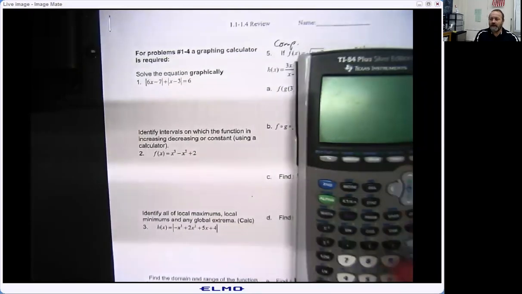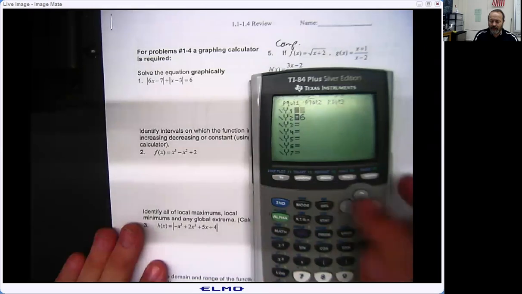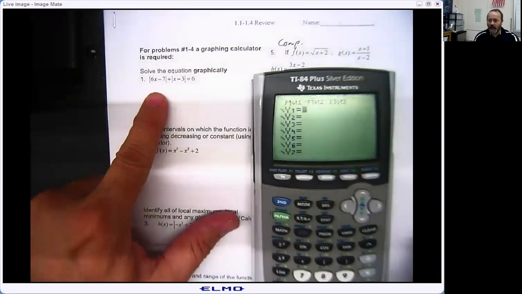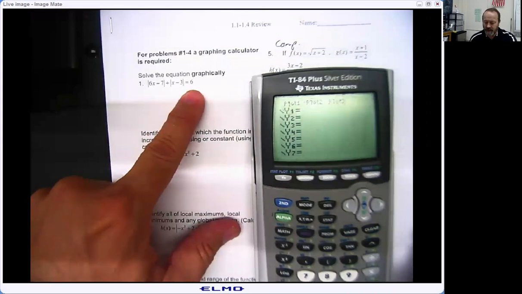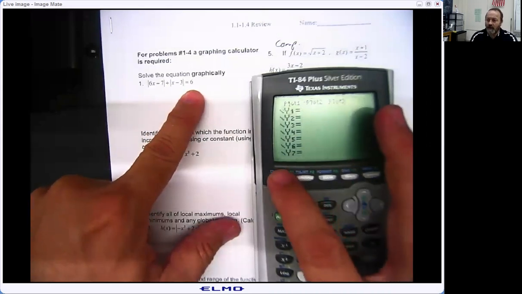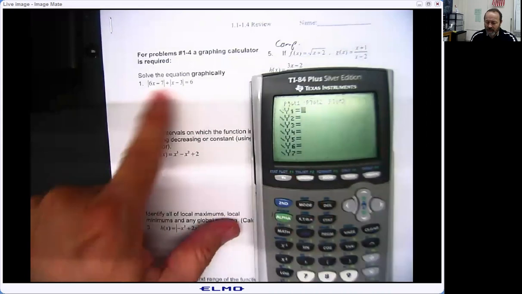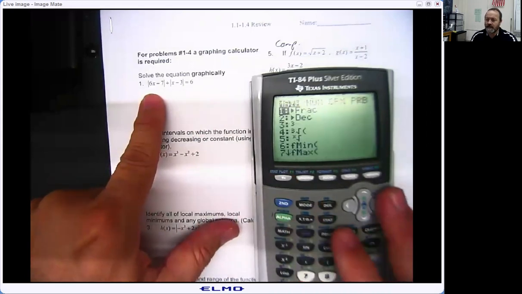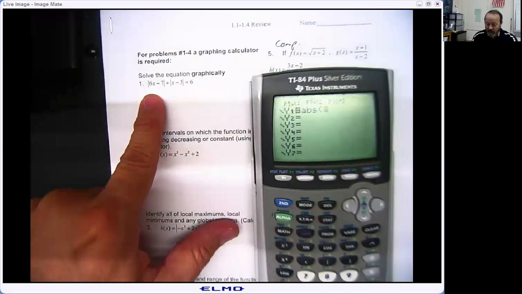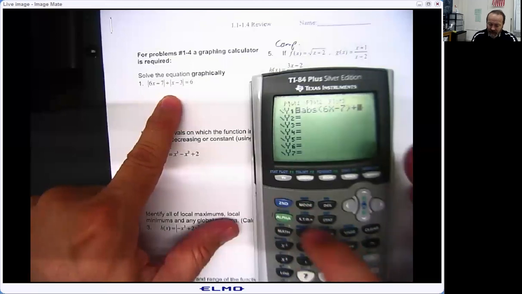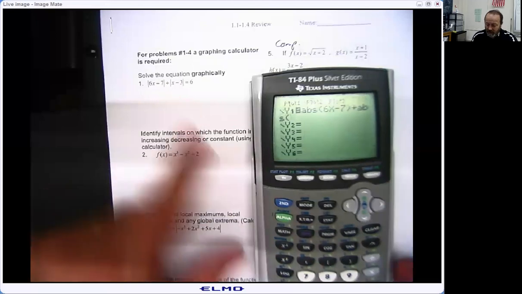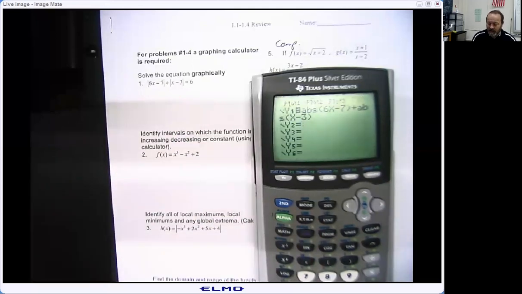On this calculator, if you were asked to find out where this equation was equal to 6, one of the ways you could do that is literally type in both sides of this and find out where they cross. What I personally like to do is hit y equals, and absolute value is found in the math key, under math, number. So I'd enter the absolute value of 6x minus 7 plus the absolute value of x minus 3, and I would like to know when that is equal to 6.